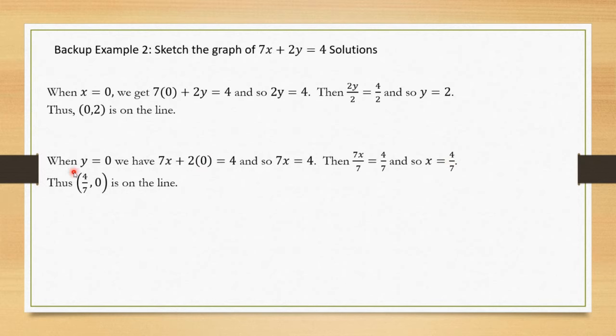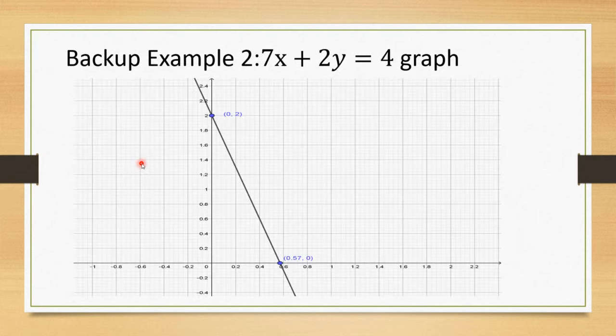And from there, we get this. So because of that, we have 4 over 7 comma 0, right? And so we have 2 points on the line. And so if we connect them, we can graph the line. And so we have this. So that's what we end up with. All right, that's good. Now this is done. Okay, so we have this example done. That's it for this section.